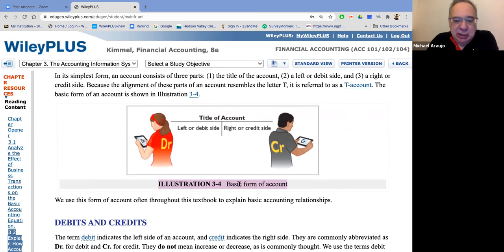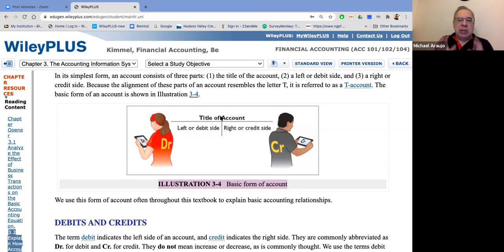basically an illustration of a basic form of an account. On the very, very top is the title of the account. And so these are the actual account names. So an example of a title would be cash or accounts receivable or supplies, accounts payable, notes payable, common stock, service revenue, rent expense. Those are all examples of the actual account names, or what we call an account title.